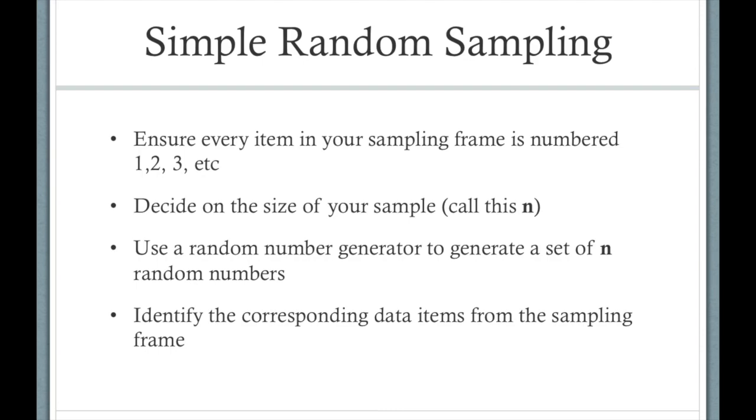We've done that. We need to decide on the size of our sample. We know that it's going to be a sample of size 20. And we use a random number generator to generate a set of 20 random numbers. We then identify the corresponding data items from the sampling frame.